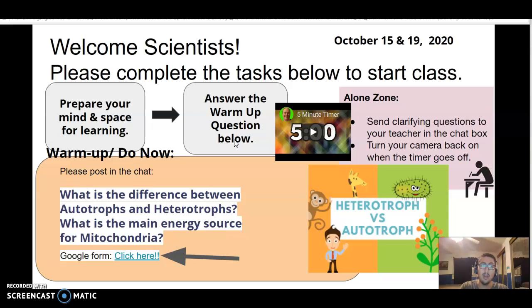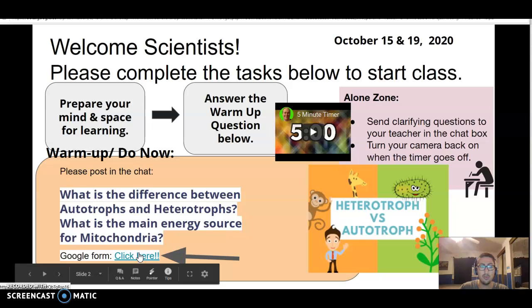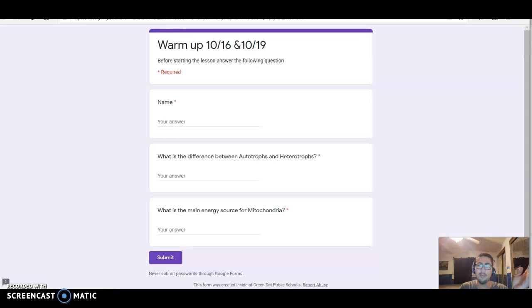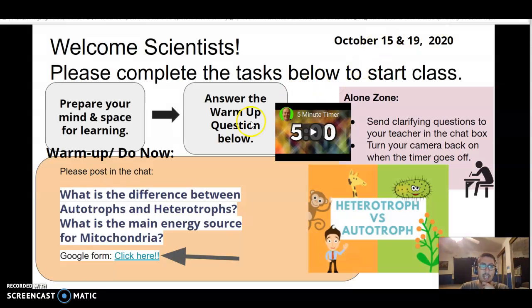So it's going to be, what is the difference between an autotroph and a heterotroph, and what is the main energy source for mitochondria? Like, what's the powerhouse that gives it the energy? What does it need, right? So we've gone over this a bunch in the last few lessons, so it's just kind of refreshing your memory, right? So the link for the Google Forms is right here, guys. So you just press it, and it will come up. Simple, easy, right? You guys just leave your name and you answer, and we'll take care of it from there.